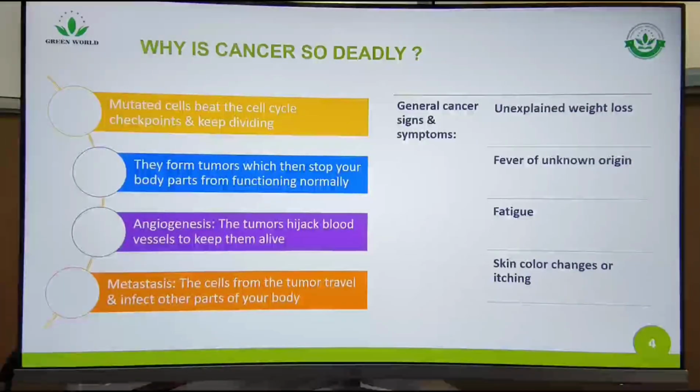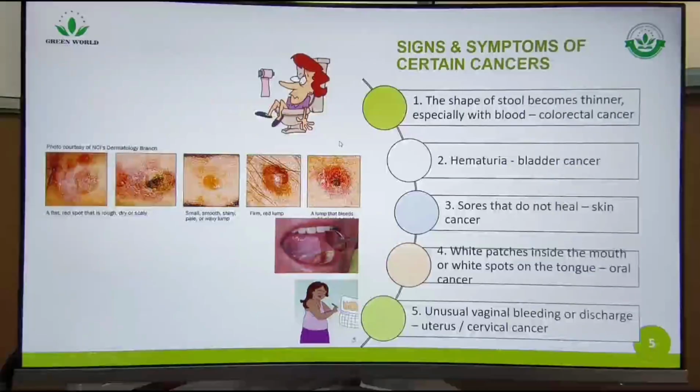Now, general cancer signs and symptoms. You have unexplained weight loss, for example, you are 80 kilograms and then you come back to 50. Fever of unknown origin, always having high temperatures where the origin is not known. Then also fatigue, general body fatigue, skin color changes, itching, and such kinds of things.